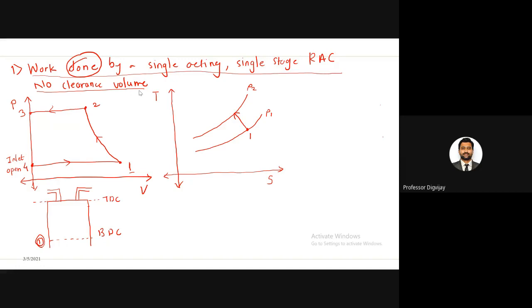No clearance volume means the TDC will be itself the top of the cylinder. So there will be no gap, or a zero gap, between the top of the cylinder and the top dead center.